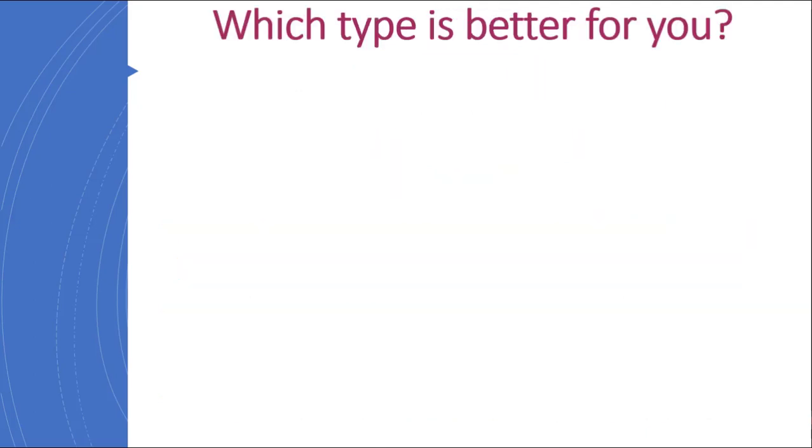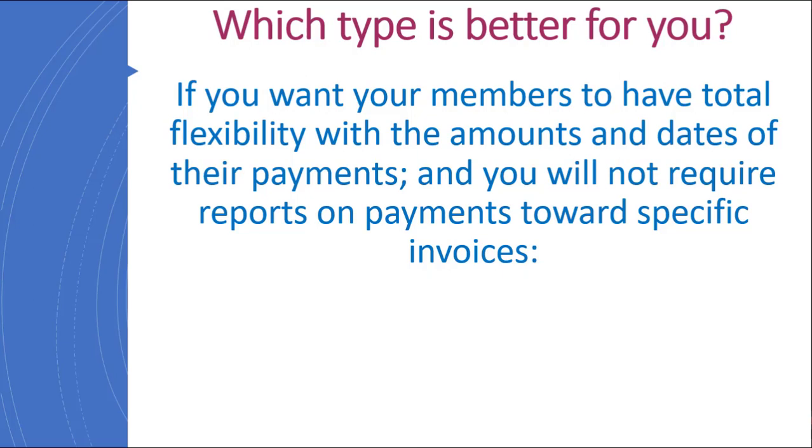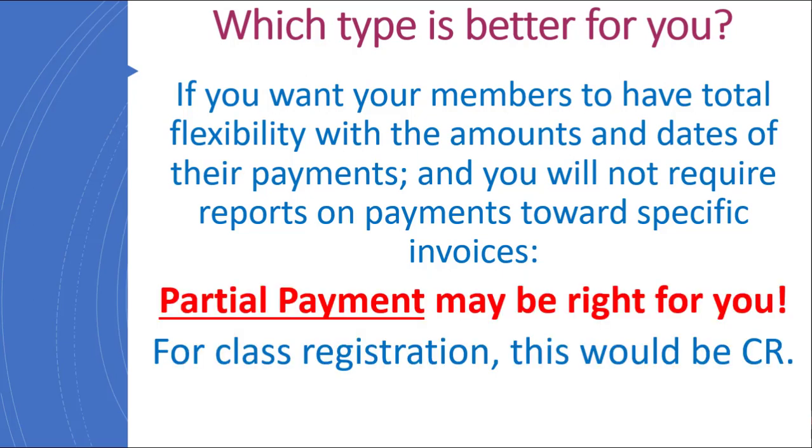So which type is better for your group? Well, if you want your members to have total flexibility with the amounts and dates of their payments, and you will not require reports on payments towards specific invoices, partial payment may be right for you. For class registration, this would be CR.